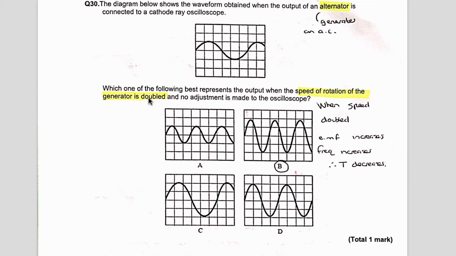So we want to know which one of these traces best represents the output from this alternator when the speed of the rotation of the generator is doubled. And we're not going to change the oscilloscope at all. So we're not going to change the Y gain, and we're not going to change the time base.